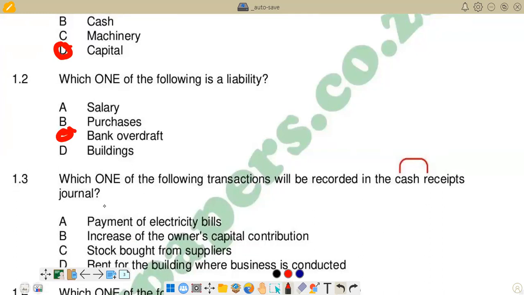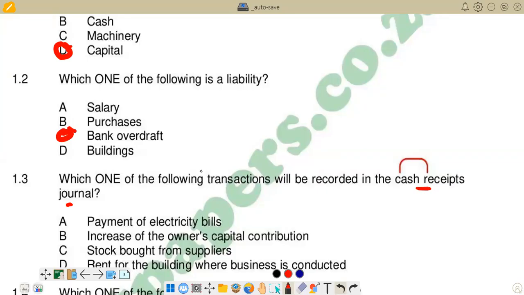Then we go to 1.3. Which one of the following transactions will be recorded in the cash receipts journal? The cash receipts journal. Remember, this is a book of original entry. This is a journal which is a book of original entry.